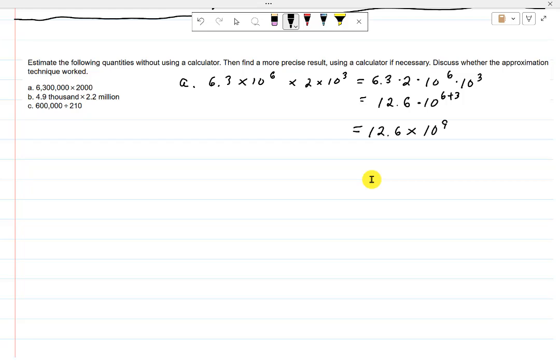Now the decimal is not where I want it. I need it to go to the left 1 spot. That's dividing by 10 if you move it to the left 1 spot. That means I've got to make up for it by adding a 1 to the exponent.